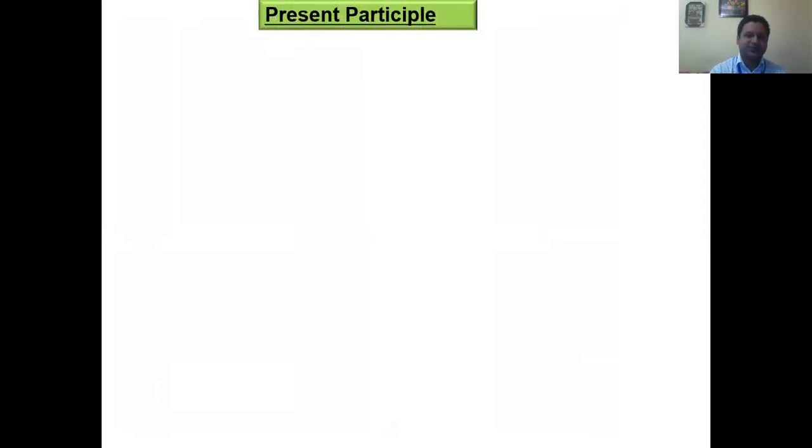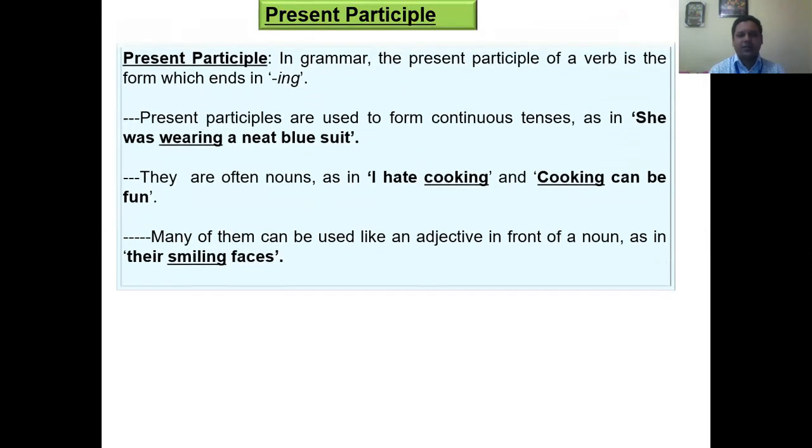Present participle. What is a present participle? In grammar, the present participle of a verb is the form which ends in ing. It is a verb form that ends in ing, verb plus ing. This is the formation of the present participle. Present participles are used to form continuous tenses, as in the example, she was wearing a neat blue suit. So wearing, a present participle, is used here to form continuous tenses. It is past continuous tense.